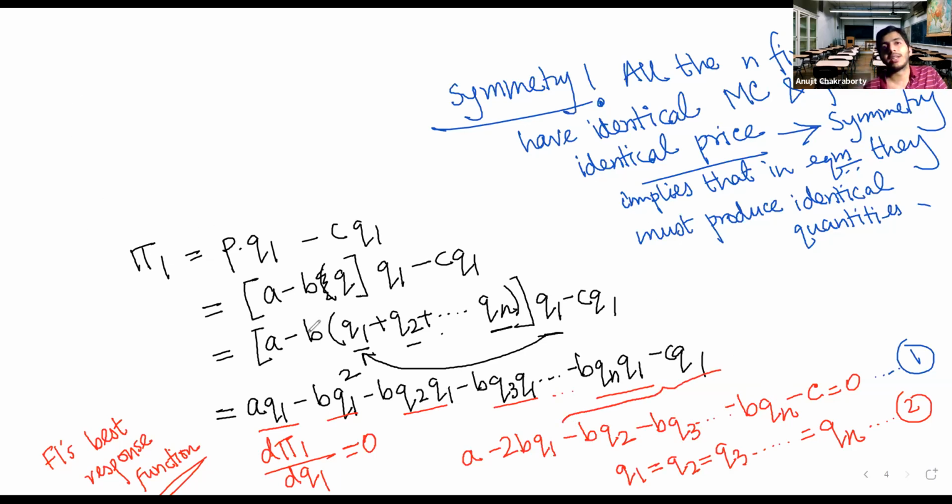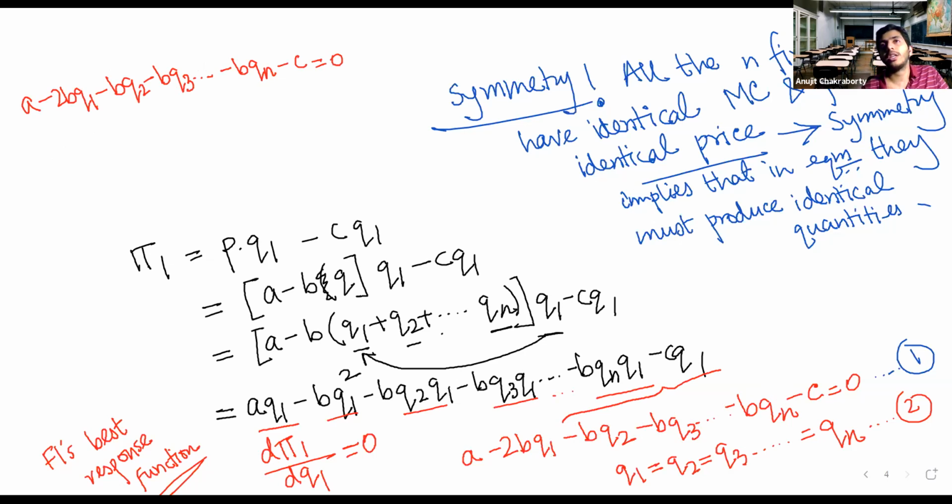Let me just write down this whole equation first. So you have a minus twice bq1 minus bq2 minus bq3 all the way up to minus bqn minus c is equal to 0. The insight is that all the q's are equal.